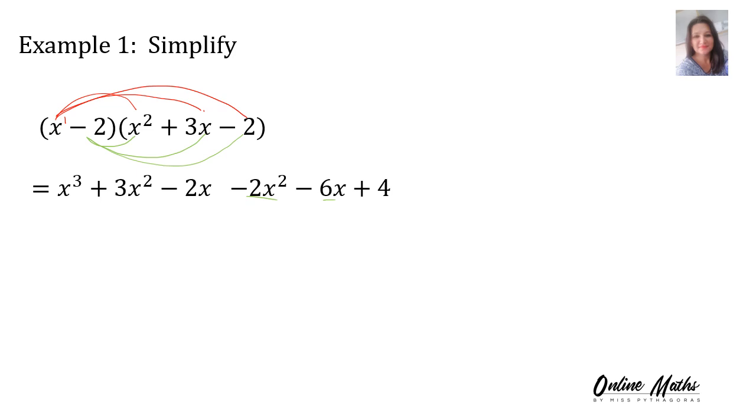Then in the next step, we're going to add our like terms. So on x to the 3, there's no other x to the 3. So that one we will just carry down. And then 3x squared minus 2x squared is equal to just x squared. And then we have negative 2x, negative 6x is negative 8x. And then the plus 4, there's no other term that can add to that one, so therefore you just bring it down.